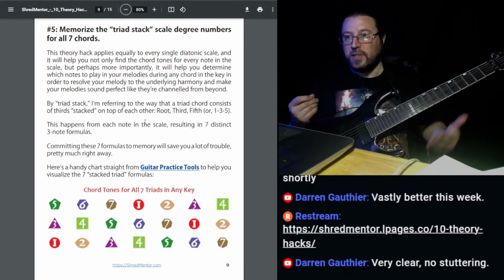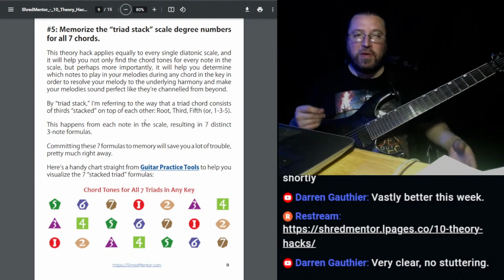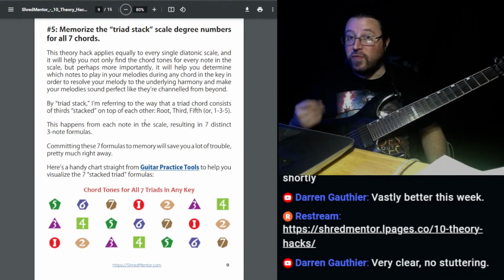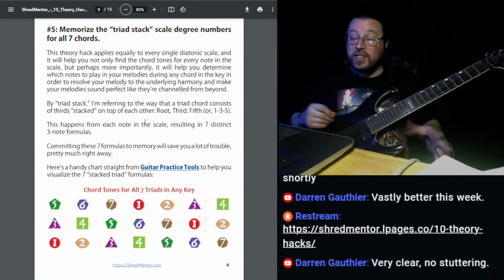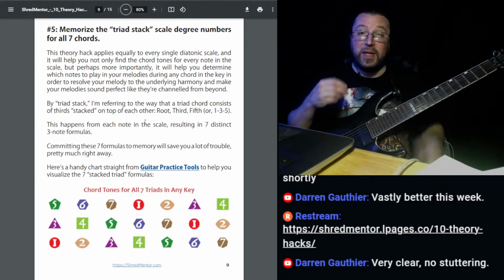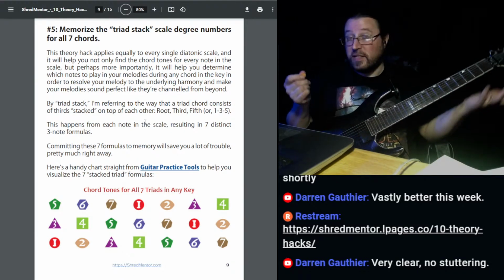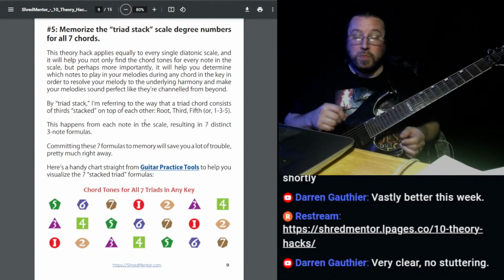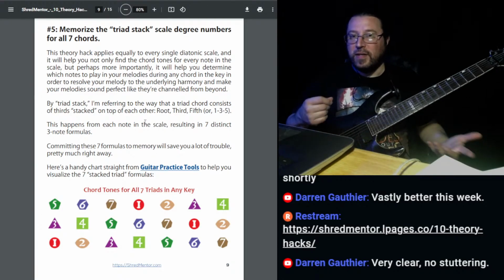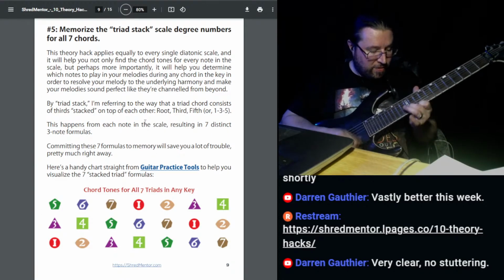But yes, 1, 3, 5, 2, 4, 6, 3, 5, 7, 4, 6, 1, 5, 7, 2, 6, 1, 3, 7, 2, 4. Memorize that. As weird as it might seem, that is actually going to be part of how you not only find the chord tones without necessarily having to think about it. It's sort of a bit more of a complicated extension of what I did here.